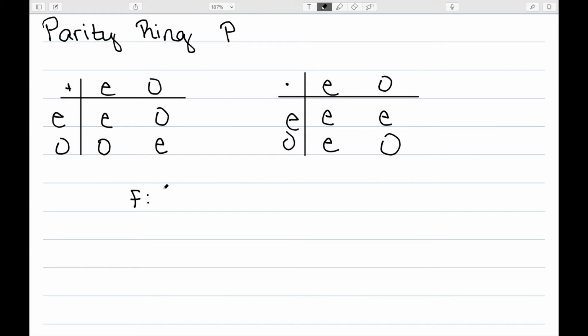So if I build a function f going from Z to P, which takes even integers to E and odd integers to O, this would be a homomorphism, since it's easy to see that E stands for even and O stands for odd, and this is how we add even and odd and multiply even and odd. So this would be a homomorphism.